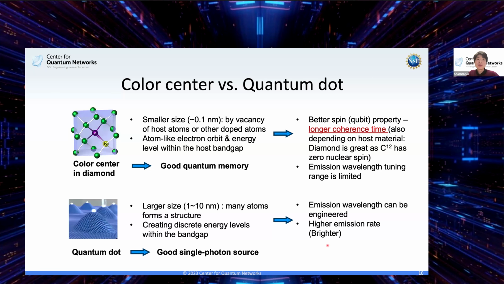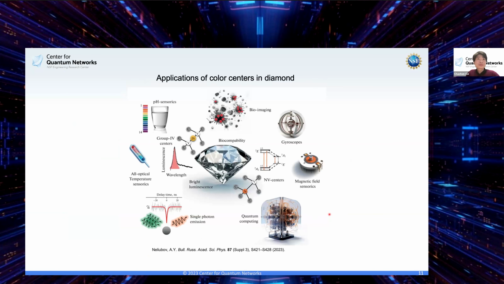However, because a quantum dot is a macroscopic structure, it has a higher emission rate that makes it a very good single photon source. It is also really good for the quantum network for providing ancillary photons. Its emission wavelength can also be easily engineered, so you can pick the wavelength you want. There are a bunch of existing applications of color centers in diamond, also in bioimaging, and as gyroscopes and magnetic field sensors for GPS-denied navigation.